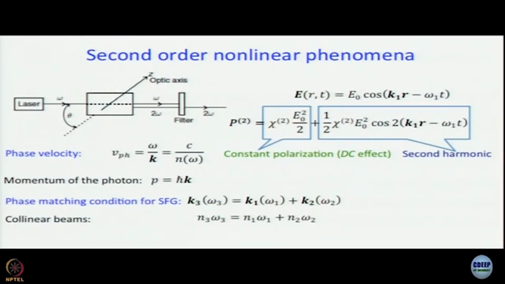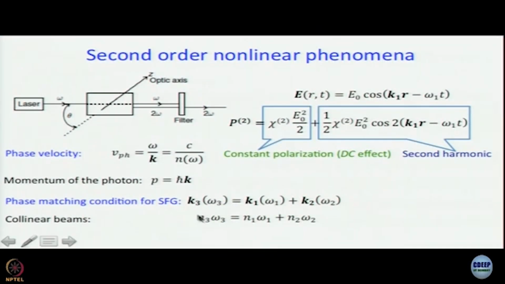What does k stand for? What does k define? Which property? Momentum. So, are we not saying that momentum has to be conserved in some frequency generation? That is the physical meaning. All we are saying is that when two photons combine, they should combine in such a way that momentum is conserved. Momentum of the sum frequency photon should be equal to the sum of momenta of the combining photons. That is all we are saying.